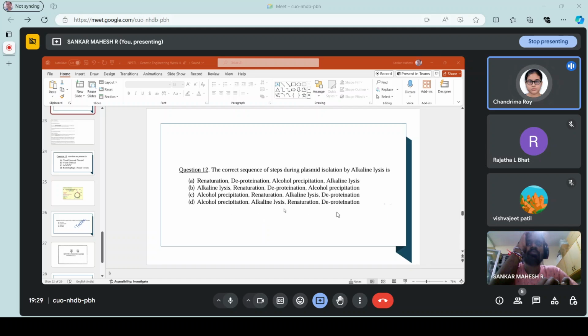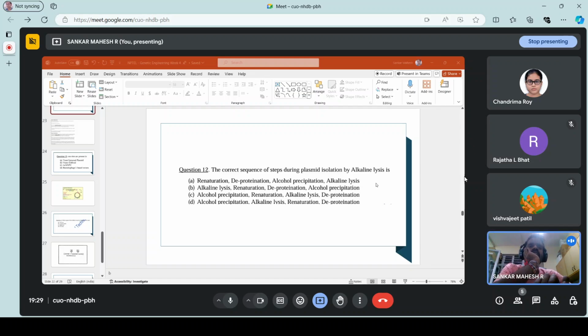Actually, they are denaturing the chromosomal DNA. As our gene of interest here is plasmid DNA, hence we are denaturing using the alkaline lysis method, and we are taking that plasmid DNA.